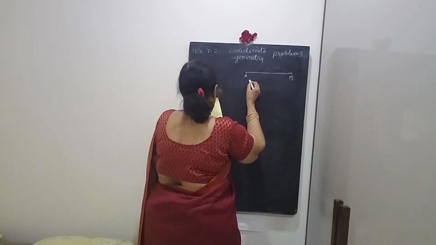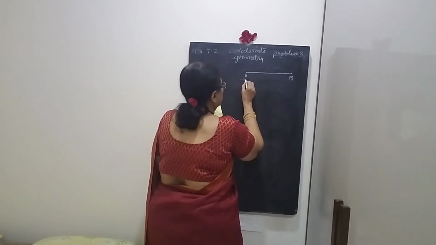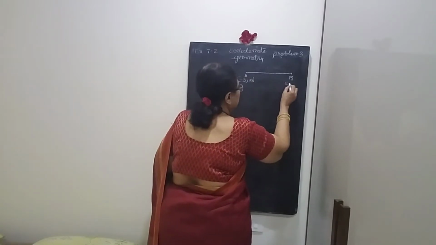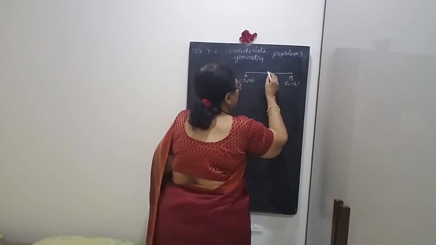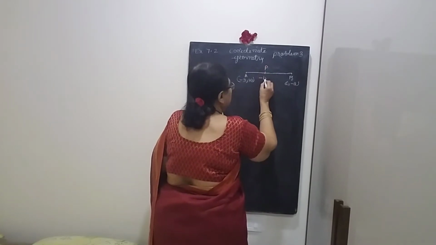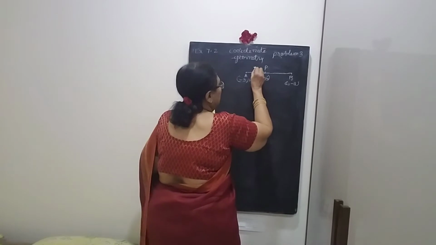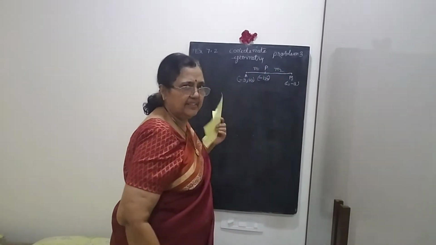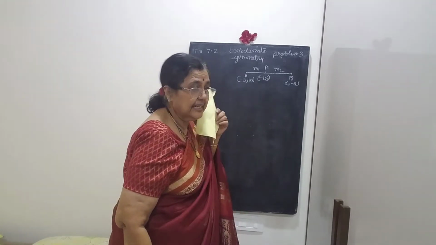A is (-3, 10). B is (6, -8). And a point P is there, and it is (-1, 6). Now you need to find out M1 and M2. That is not given. What is unknown is M1 and M2.